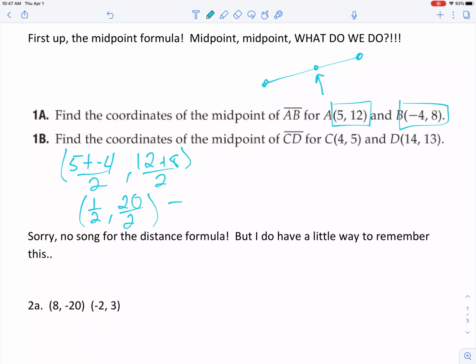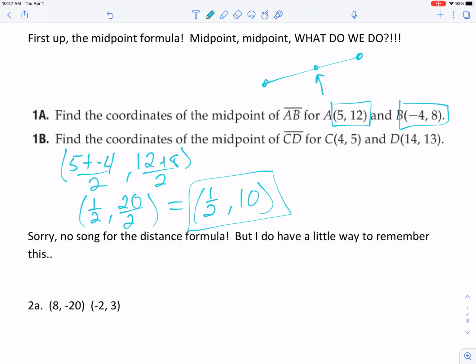Now go ahead and simplify those. Unfortunately, the 1/2 doesn't simplify, but the 20 does to 10. That's what I was doing. Got ahead of myself earlier and said, that's it. That's all you do. It's just the middle of 2 points. Boom. You're basically just finding the average of the 2 points if you didn't catch that.